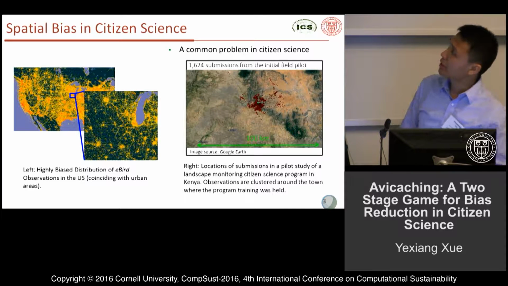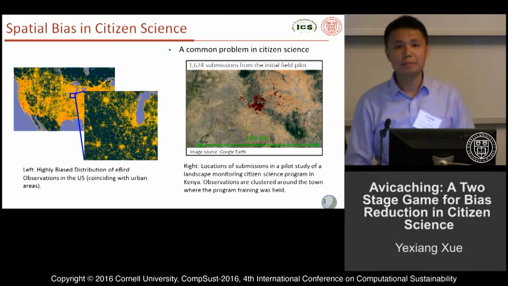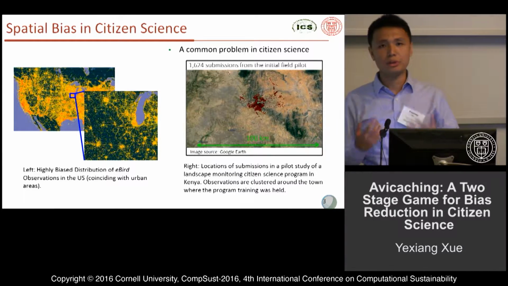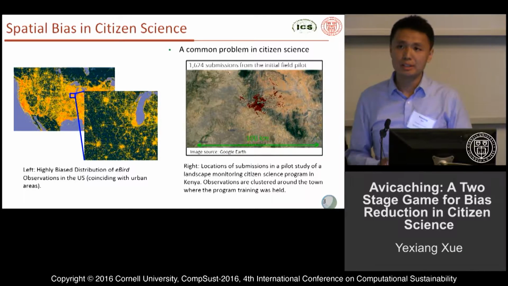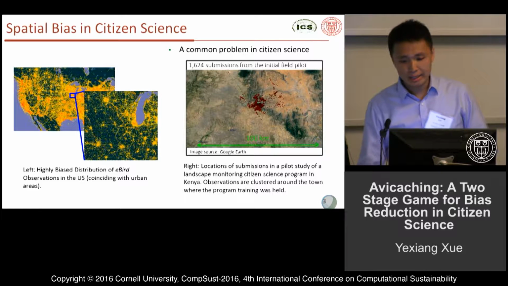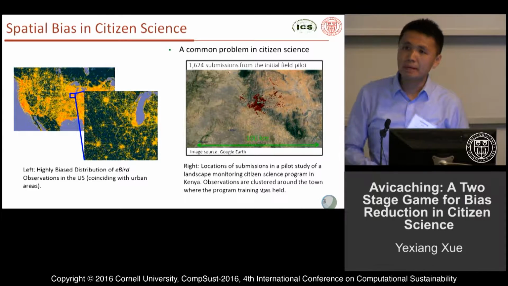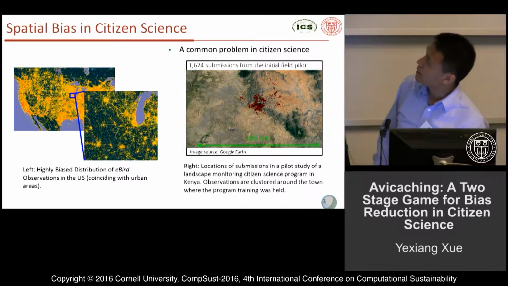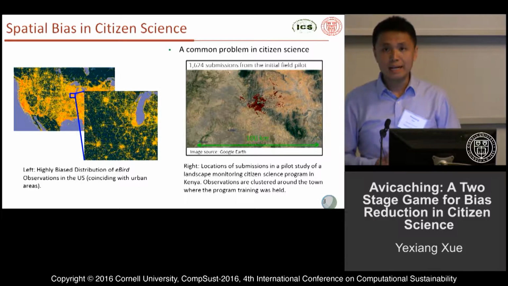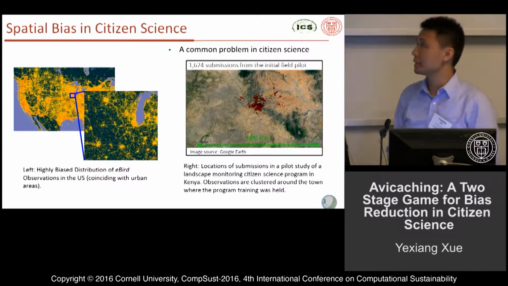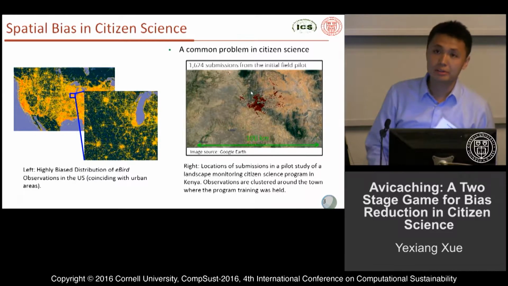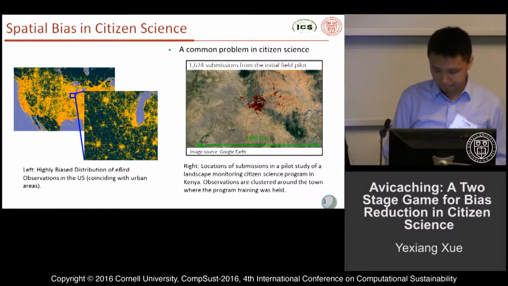And just to reassure you that this is not a single problem that eBird has, here on the right side, I'm showing you another citizen science project that we just launched in Eastern Africa in 2015. And Nathan Jensen is going to talk about this citizen science project in the following talk. As you can see there, the purpose of that citizen science project is entirely different from that of eBird, but still the observations are centered around certain areas.